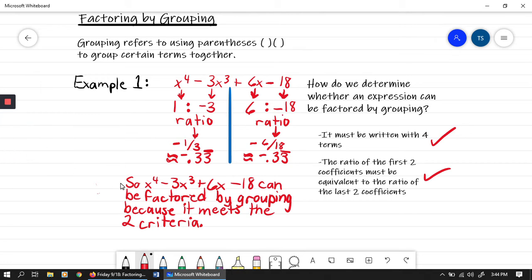Again, folks, this expression can be factored by grouping because it meets the 2 criteria. Again, it has 4 terms, or it's written with 4 terms, and the ratio of the first 2 terms matches and is equivalent to the ratio of the last 2 terms. So again, we can factor by grouping. Let's look at what exactly the process of factoring by grouping looks like.